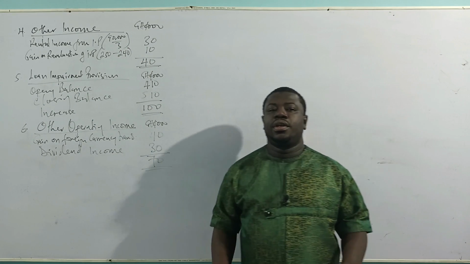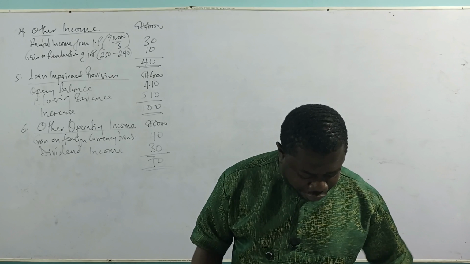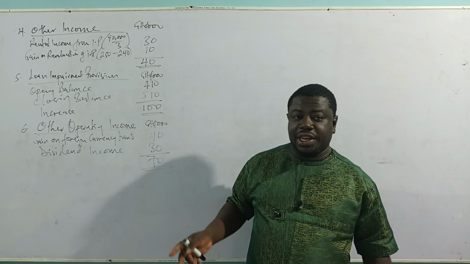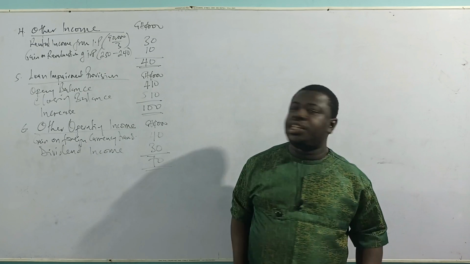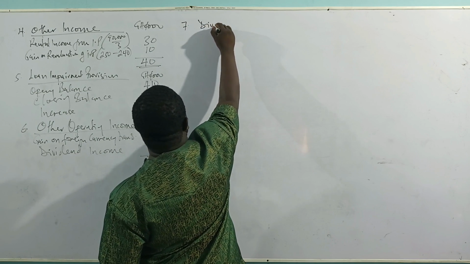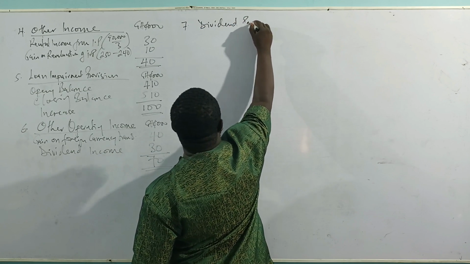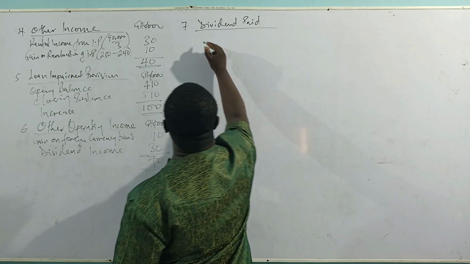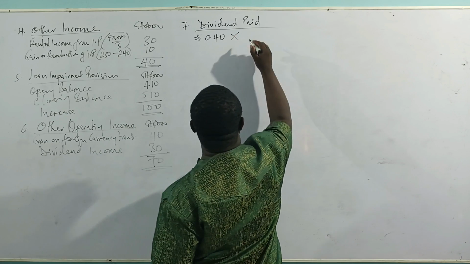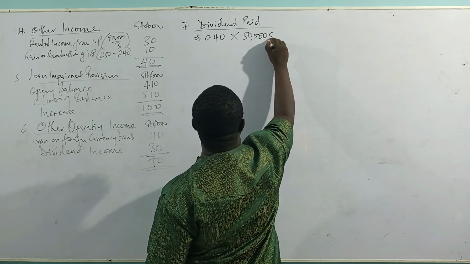All right. The next thing, let's look at the next additional information. On 15th November 2019, the directors paid an interim dividend of 40 pesos per share. No further dividend is recommended for the year. So here, what we need to do is just to calculate the dividend. However, we'll use it in the statement of changes in equity. And so working 7, dividend paid, because this is not dividend income. So that will be the 40 pesos multiplying the total number of shares, which in this question is 50,000 shares.